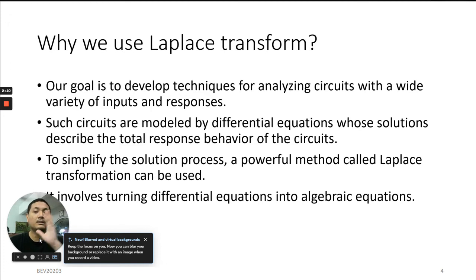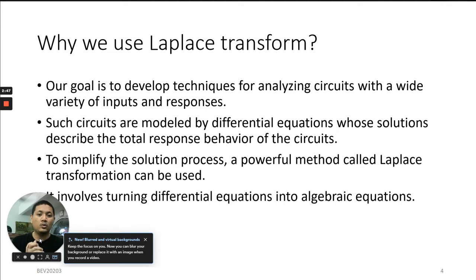So basically, it says here our goal is to develop techniques for analyzing circuits with a wide variety of inputs and responses. The idea here is we want to analyze circuits, which can be either simple R circuits, RLC circuits, and so on. Such circuits are modeled by differential equations. Solutions describe the total response behavior of the circuit. In order to solve the circuit, which is modeled by a differential equation that is difficult to solve, we can simplify the solution using Laplace transformation.